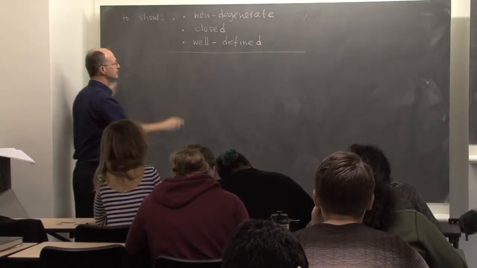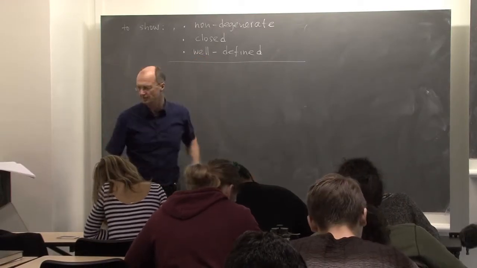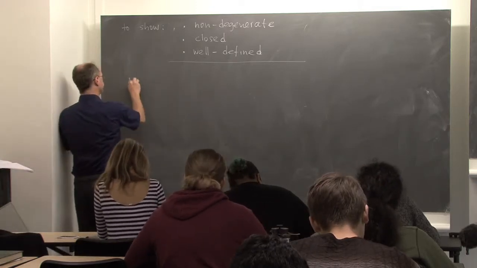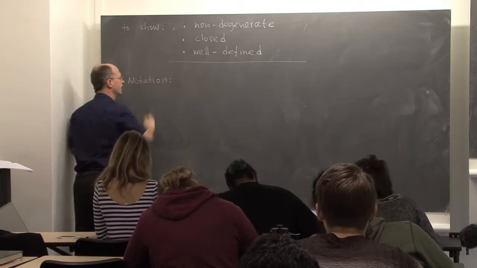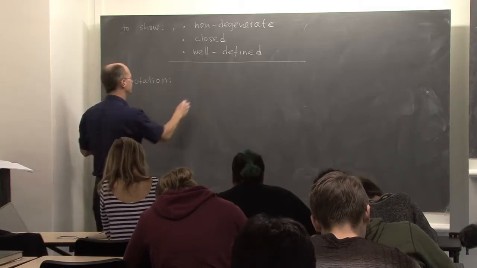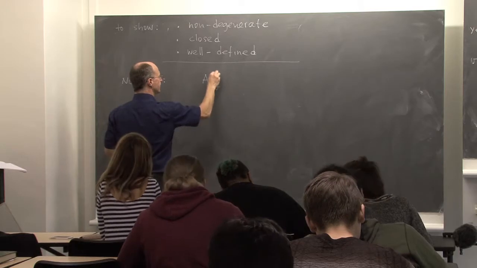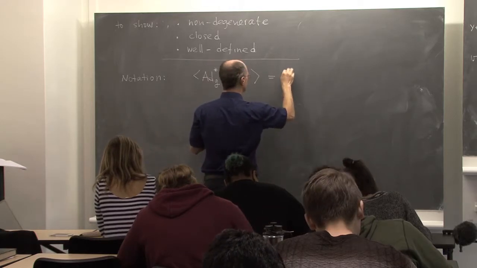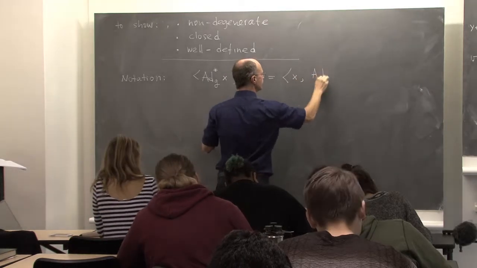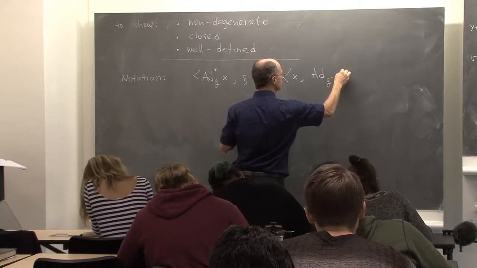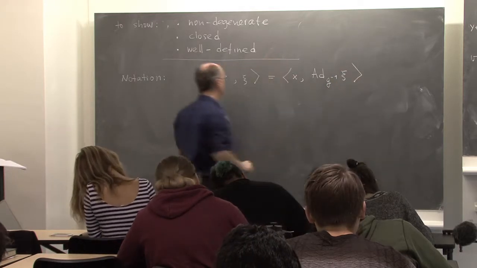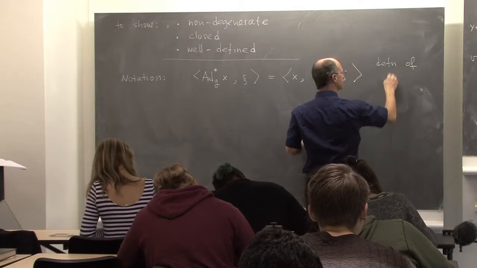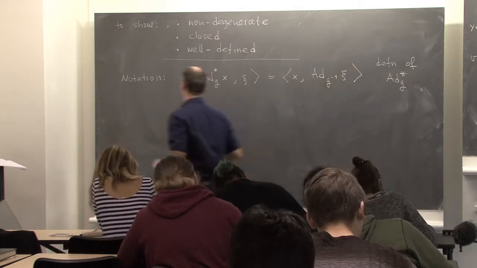Before I start with the fact that it's well defined, let me introduce a small extra piece of notation. Recall how we defined the coadjoint action. We were saying that the coadjoint action on x is defined by the following formula: we take the adjoint action of g minus 1 on xi and postulate this equation. So this is the definition of the coadjoint action.